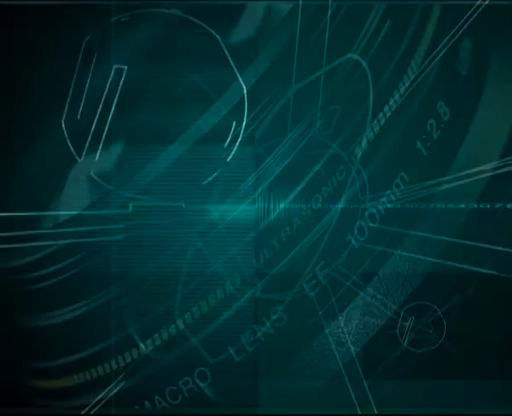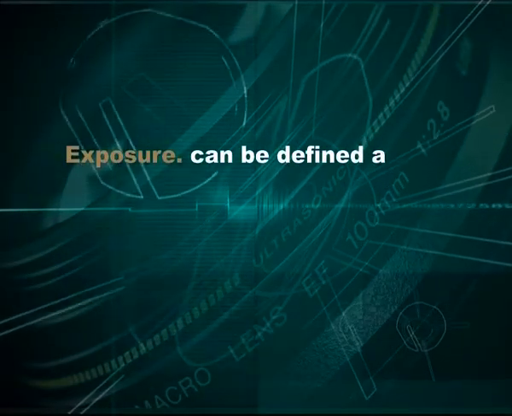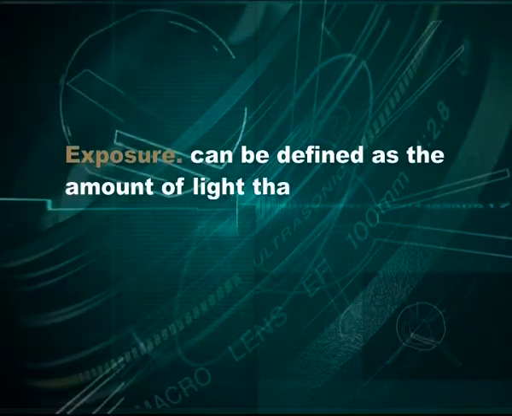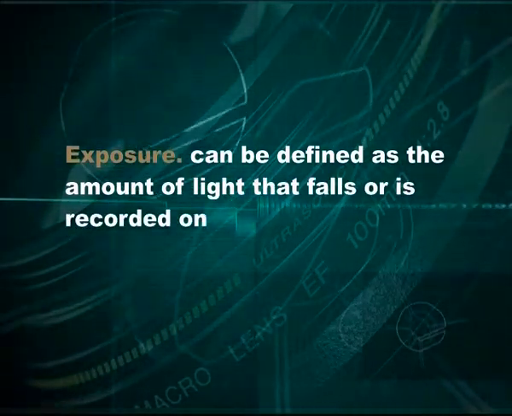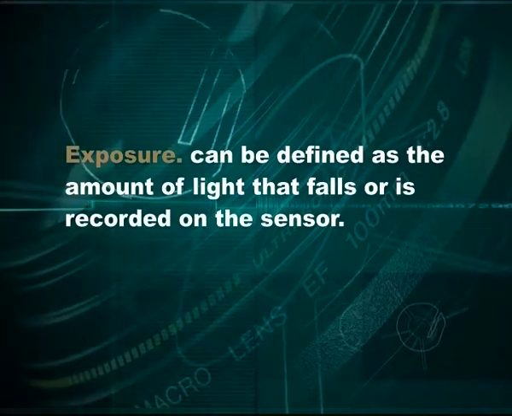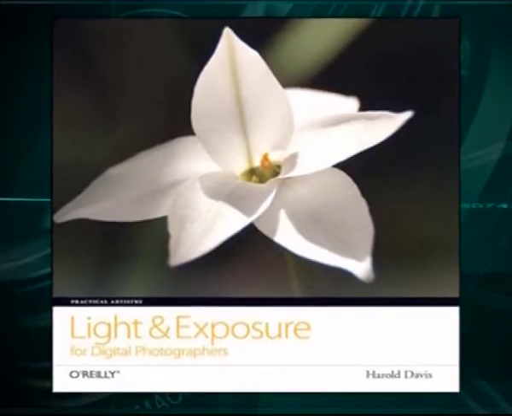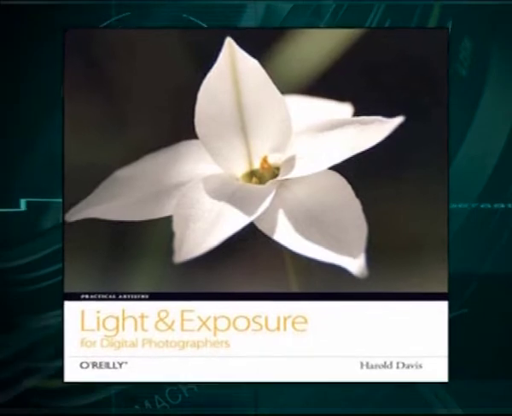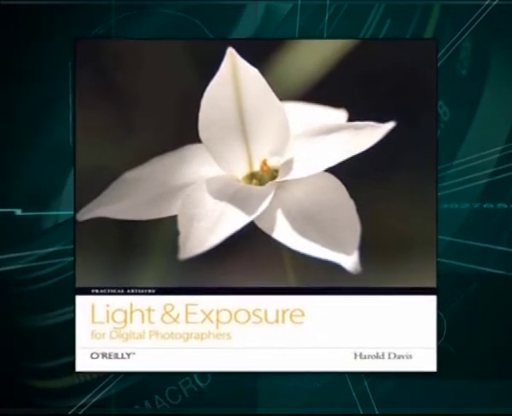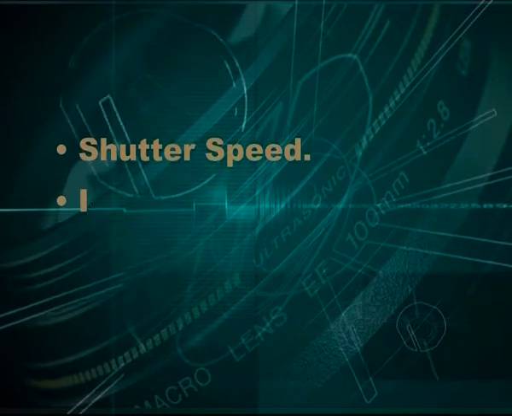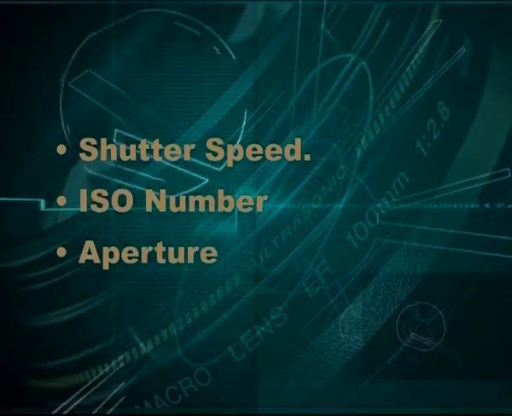Another important term in the photographer's vocabulary is exposure. It can be defined as the amount of light that falls or is recorded on the sensor. Too much light will make the film overly bright, while too little light will turn the image dark, especially if the ISO value of the sensor is low. This is why the photographer needs to balance three things: shutter speed, ISO number, and aperture.